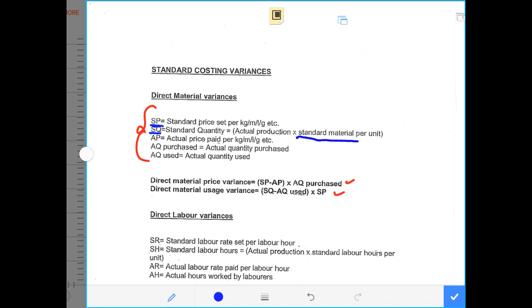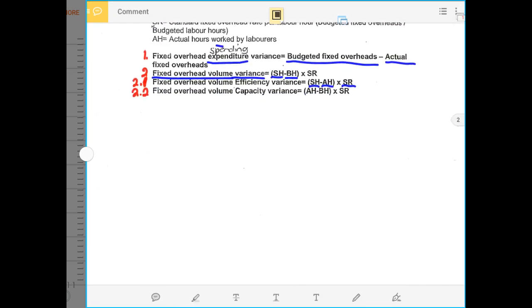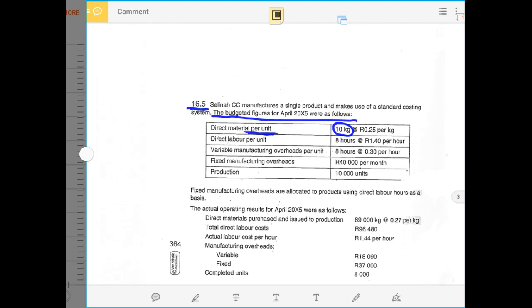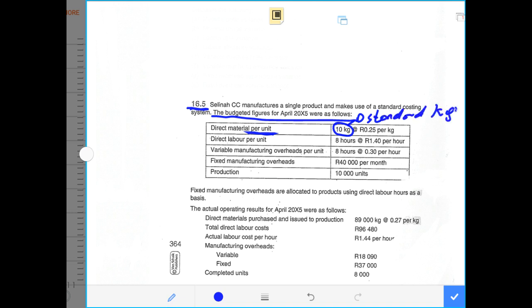This is the standard material per unit, so that 10 kgs will be here. That will be the 10 kg that we're talking about, which will be multiplied. So that will be the standard kgs of material per unit. As I said, that is standard kgs, which will be used when we calculate the material variance. Let me just write that: standard kgs per unit. That means this is the number of kgs needed to complete 1 unit.